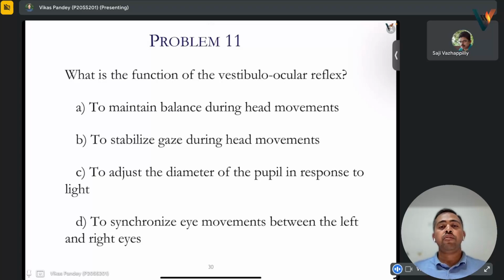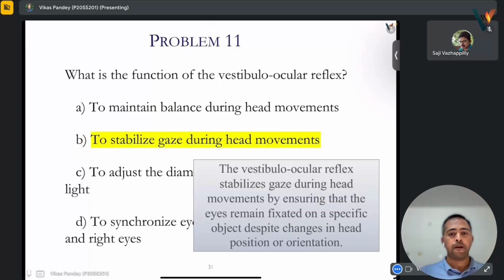So, what is the function of the vestibulo-ocular reflex? To maintain balance during head movement, to stabilize gaze during head movement, to adjust the diameter of the pupil in response to light, to synchronize eye movement between the left and right eyes. It is B, sir. To stabilize gaze during head movement, because as we discussed, it is something that makes the eye not move along with the head. The vision focus will remain there. Okay.